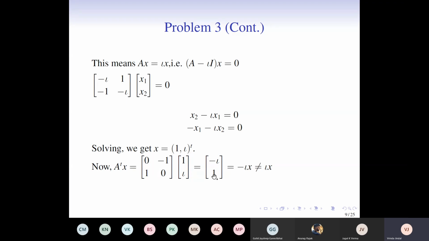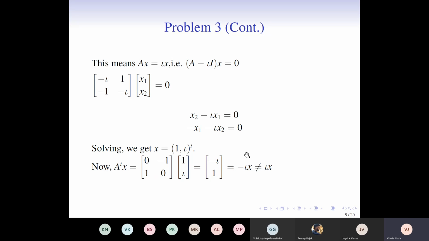This thing minus iota 1 is, you take out minus iota from it and you'll get 1 and iota, which is x. So we get A transpose x is equal to minus iota x and not iota x. So we have proved that x is not the eigenvector of A transpose corresponding to iota, but it is an eigenvector corresponding to minus iota.